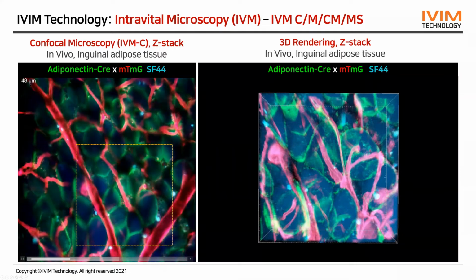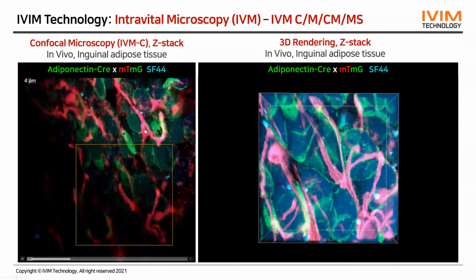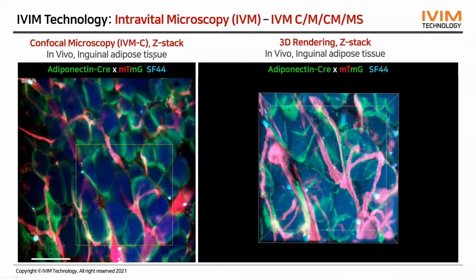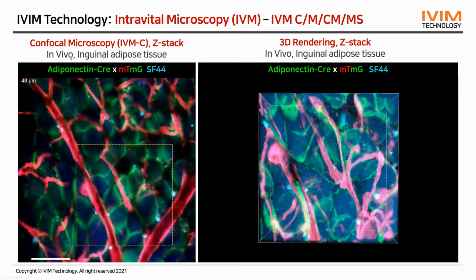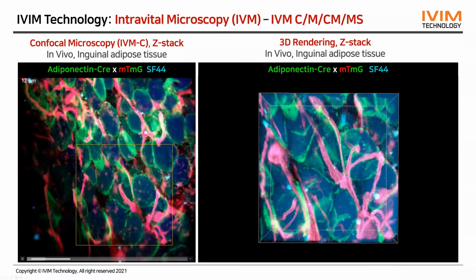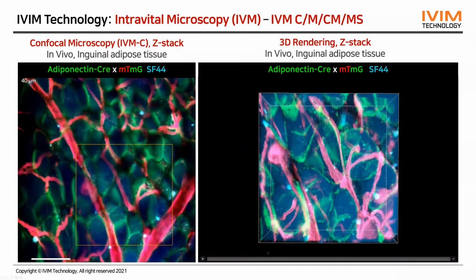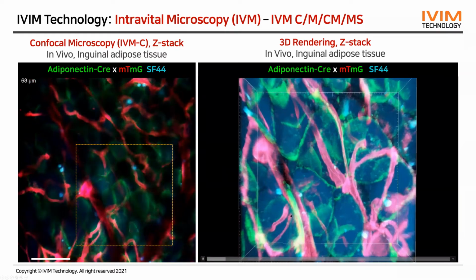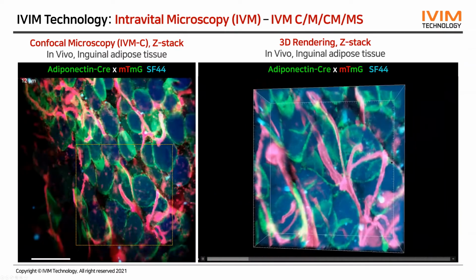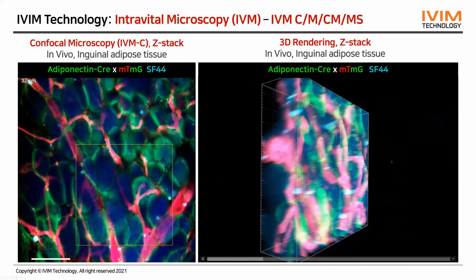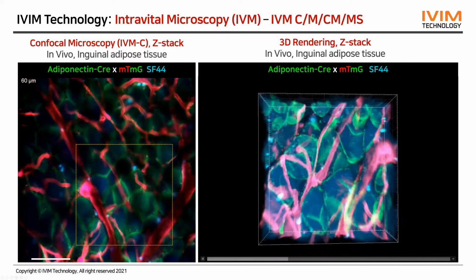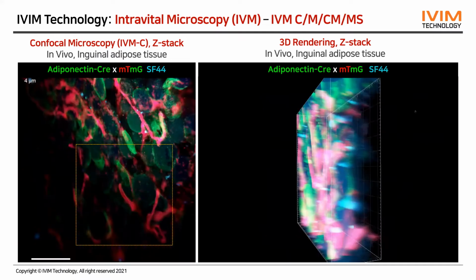And this is a 4 micrometer Z-stack of images obtained from this immunoadipose tissue, again in the live animal model. From these Z-stack images, we can easily get subcellular resolution, 3D rendered data to analyze the tissue at the subcellular level in vivo.